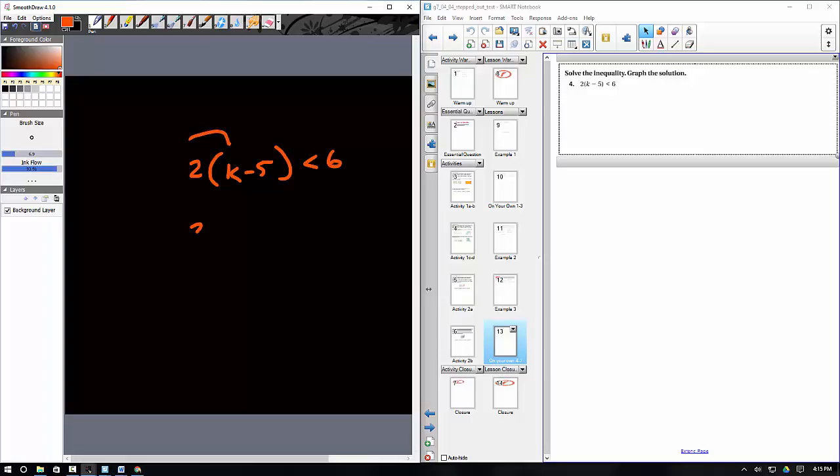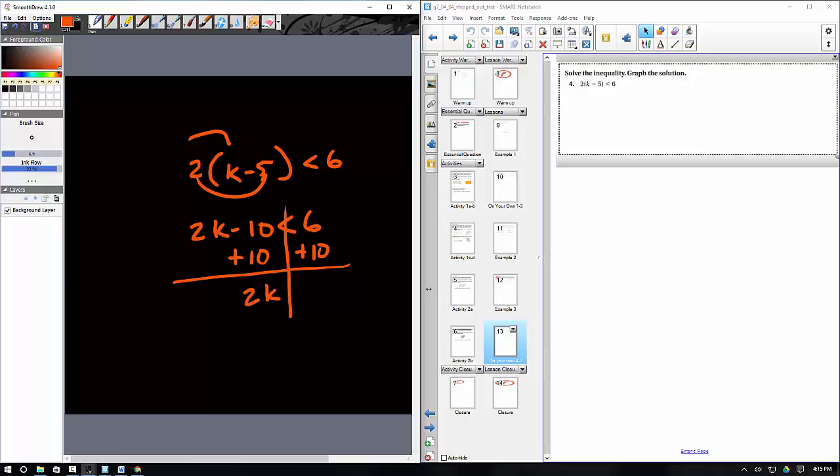So that would be 2k. And then that'd be minus 10 is less than 6. I would add 10. Again, I'm drawing my line, right? And now I have 2k is less than 16. I would do my multiplicative inverse. And then I have k is less than 8.